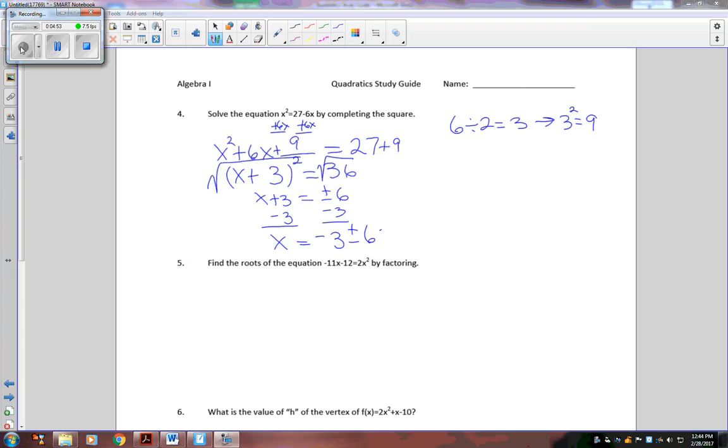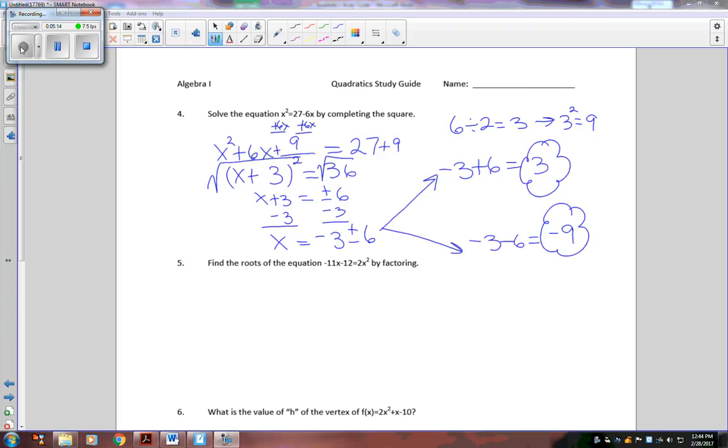Do not leave it there. You need to split this up into negative 3 plus 6 and negative 3 minus 6. Negative 3 plus 6 is 3. Negative 3 minus 6 is negative 9. So that's your zeros, your roots, your solutions are positive 3 and negative 9. That's how you find it by completing the square. Pause the video and do number 5.